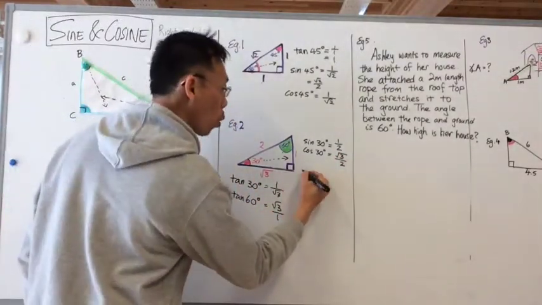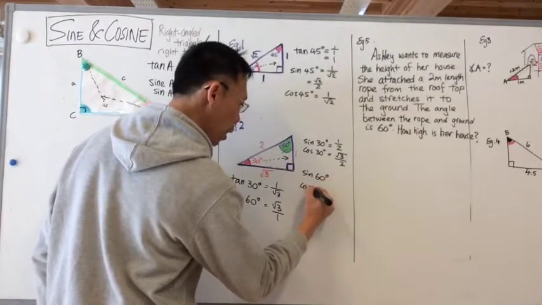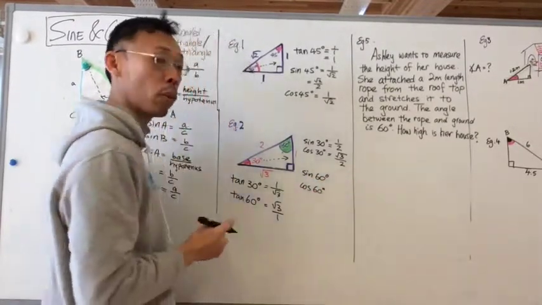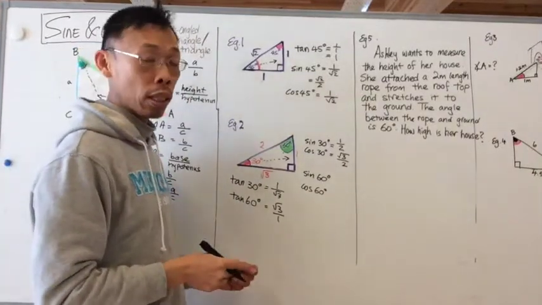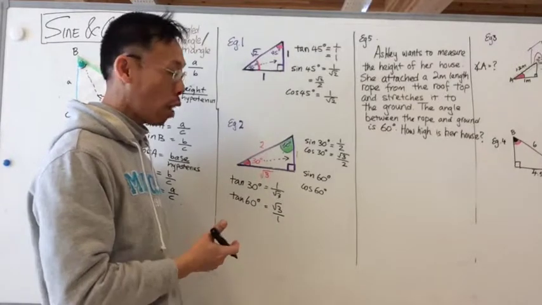Now we're going to repeat for 60 degree, sine 60 degree and cosine 60 degree. You may want to stop the video right now and try to do this, and when you're ready, restart the video. Please try this out.